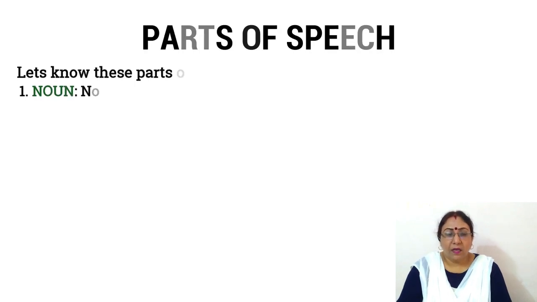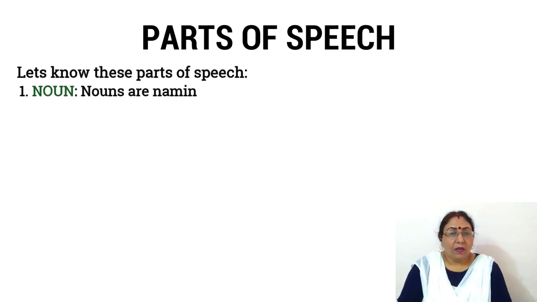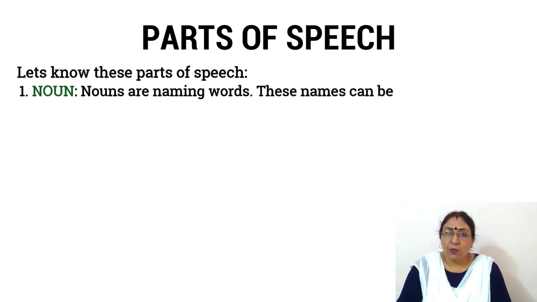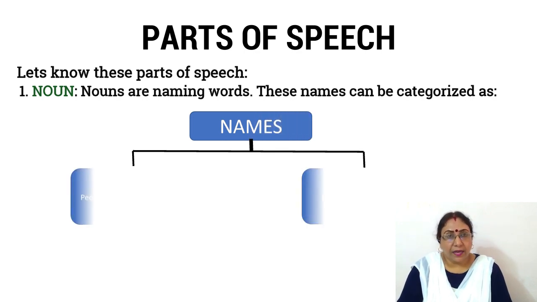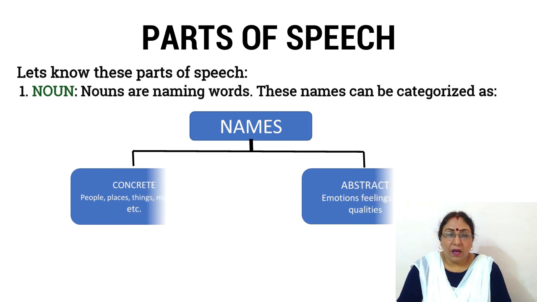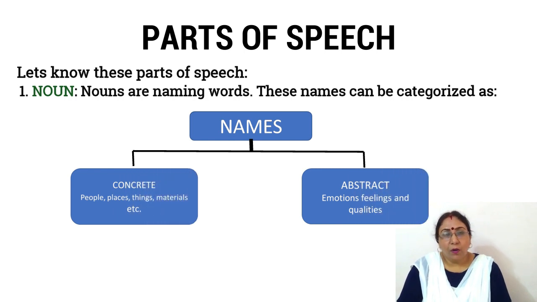The first one is noun. Now what is a noun? A noun is a naming word. These naming words, we categorize into 2 divisions. They are the concrete and the abstract. The concrete are the names of people or places or materials, etc., and the emotions and feelings and qualities which are given a name come under the abstract noun.